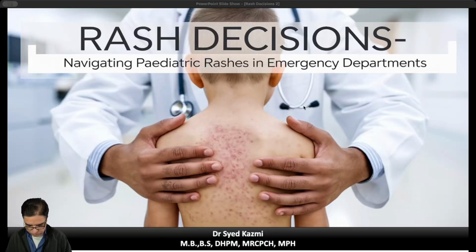Fine. So today I'm going to talk about pediatric rashes, children who present with different types of rashes in the emergency department. And usually, I've seen many times that doctors just freak out when they see kids with different types of rashes because they are not able to make a diagnosis in a short period of time, and they just wonder what they are dealing with.